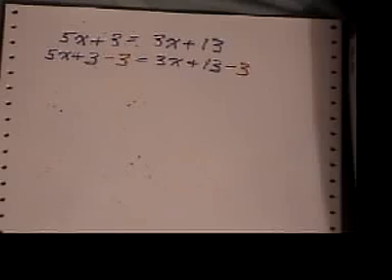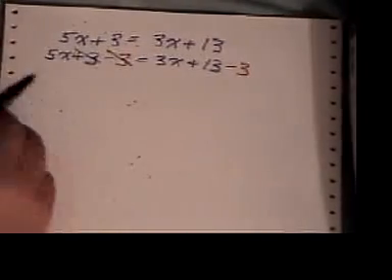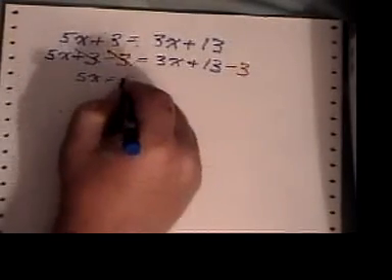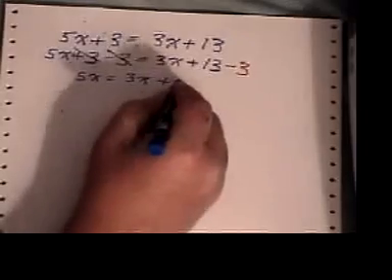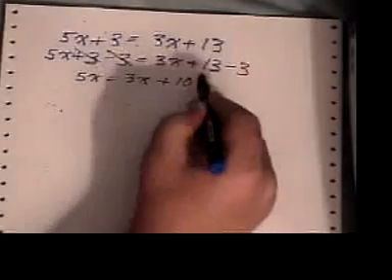After we have done our cancelling, those 3's cancel, and we are now left with 5x equals 3x plus 10. Okay, 13 minus 3 is 10.